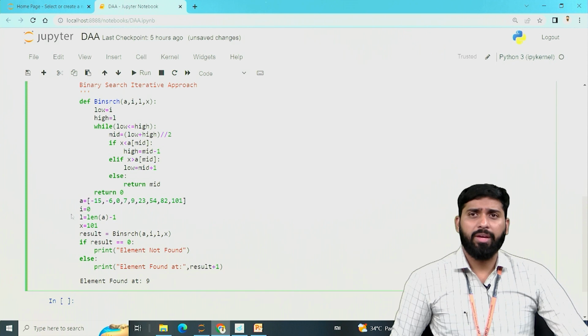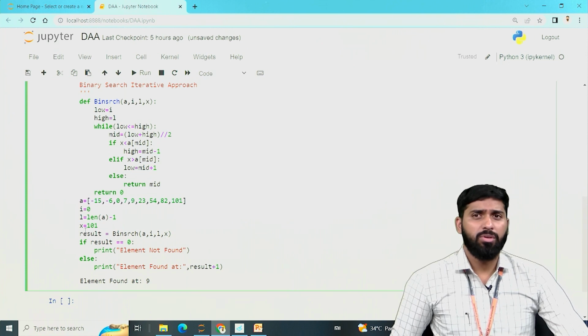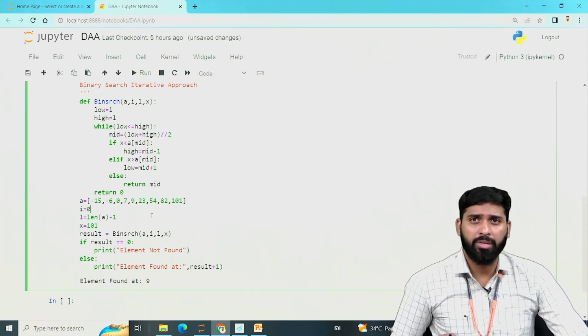So A is the array, I equals 0, L equals length of A minus 1, X equals 101. We call the function binary search. Now if we give the input 101, it returns the output as element found at 9. Now how many comparisons are we doing here? 4 comparisons.